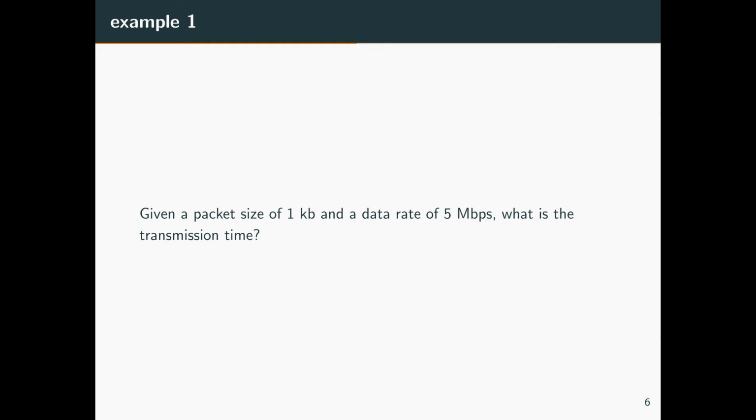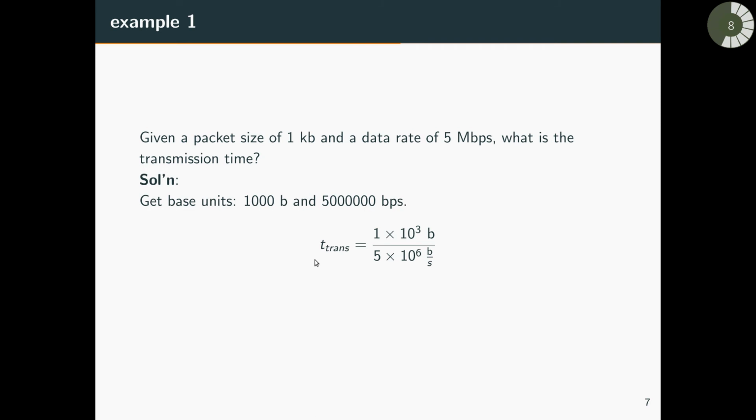This one's going to seem trivial, and that's because it sort of is. So step 1, convert to base units, right? Given a packet size of 1 kilobit and a data rate of 5 megabits per second, what's the transmission time? Well, let's get that in base units and then go from there. So in base units, we have 1,000 bits and 5 million bits per second.